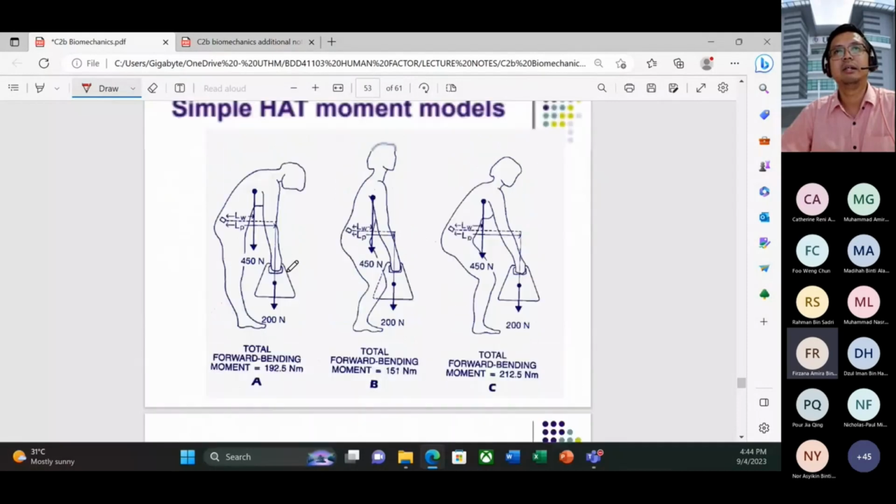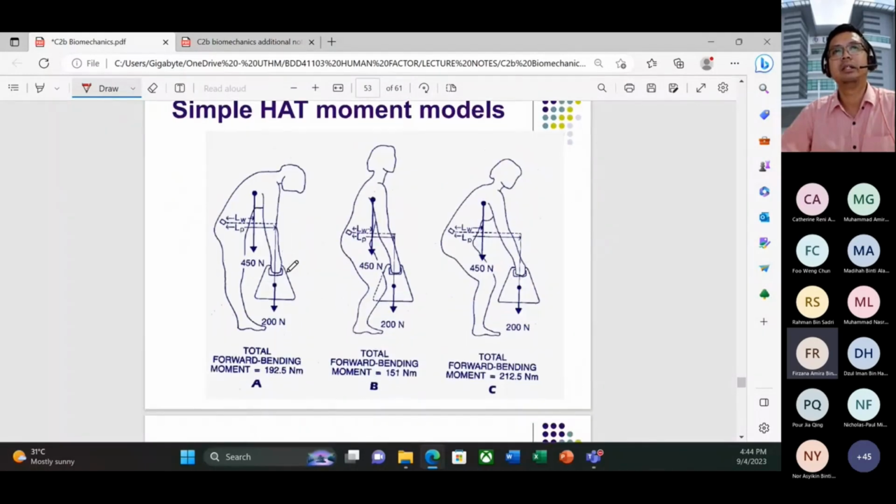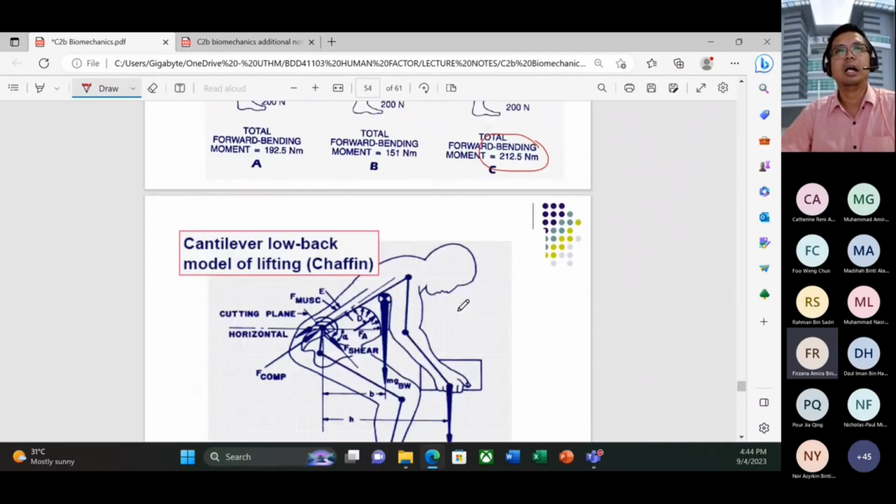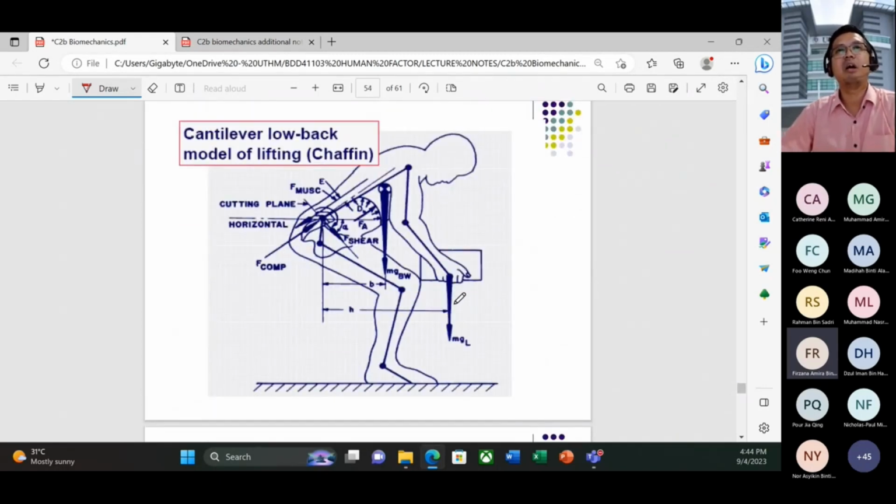So for the example, if we have a greater distance, more distance can cause more forward movement for the bending. So you can see from here, if we are bending more, and bending with a distance too far, it can increase our bending moment. This is the difference between a normal condition and the forward bending condition. So how do we calculate the biomechanical model for the lower back?